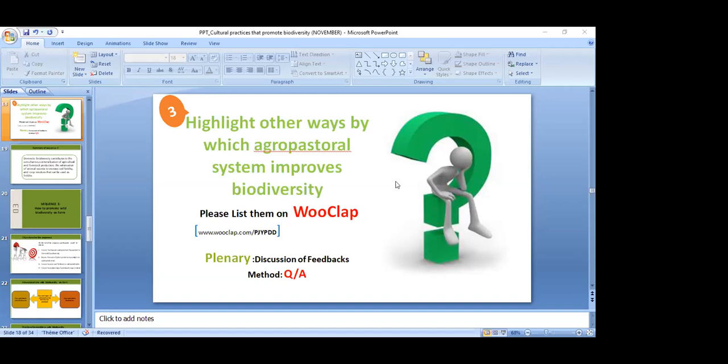So the question on the screen is: highlight other ways by which the agro-pastoral system improves biodiversity. I want us to just mention one or two, and then we'll discuss. I will do the summary, and we will end from my side here, and I'll hand over to Allow Me. Matthew, can you give us one way by which the agro-pastoral system improves biodiversity? Just in 30 seconds.